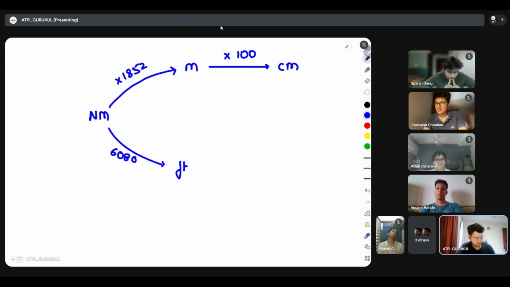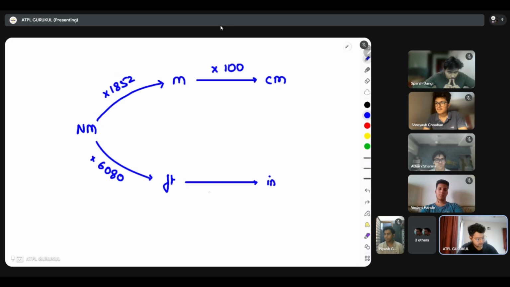6080. Multiply, and from feet I'm going to inches, multiplied by 12. Now, if you have to convert the units amongst themselves, how many feet is equal to a meter?